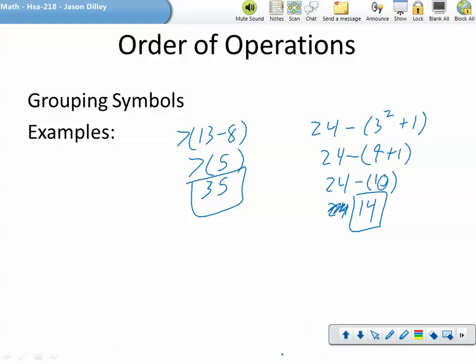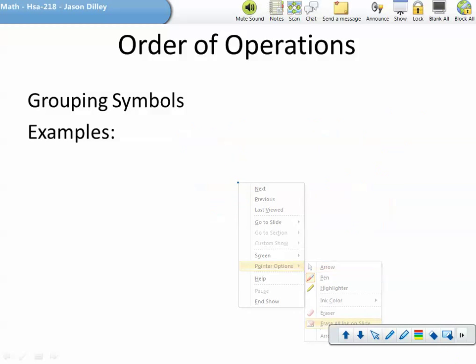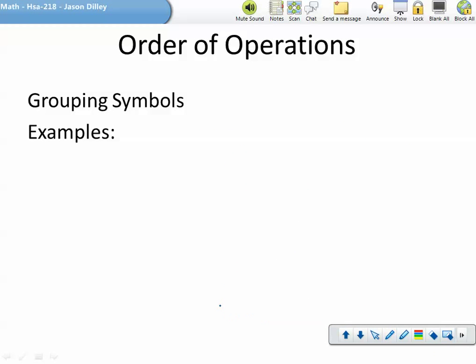Let's do one more example. Actually, let's do two more examples. And we're going to erase these. And let's do this one. 2 times, remember, if there's no sign, we assume there's a multiplication. 2 times [30 minus (8 plus 13)], and then another closed bracket. Notice that I've got the parentheses and the brackets.